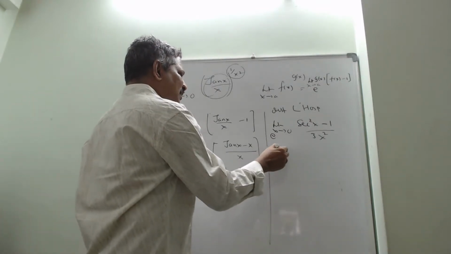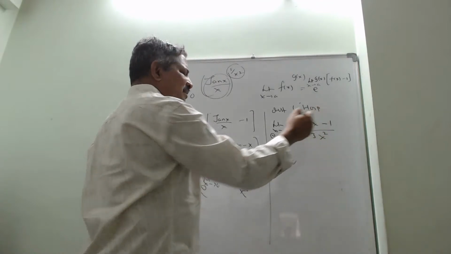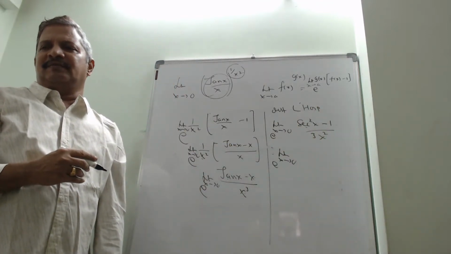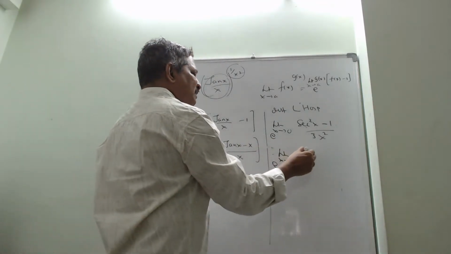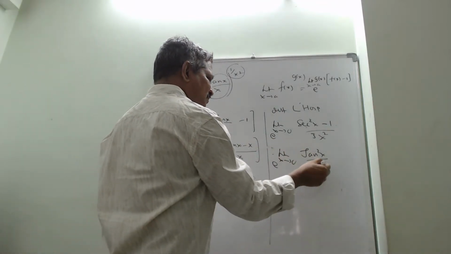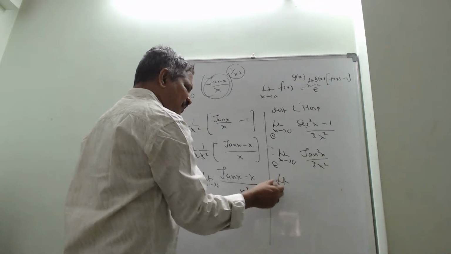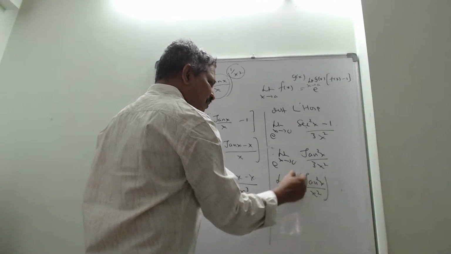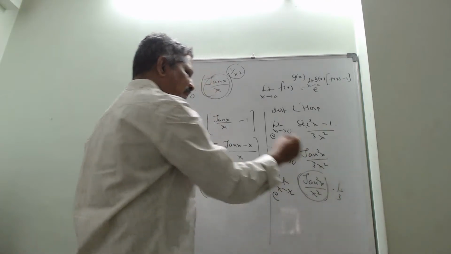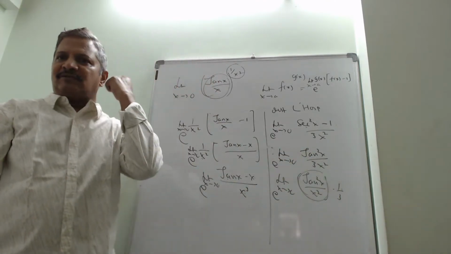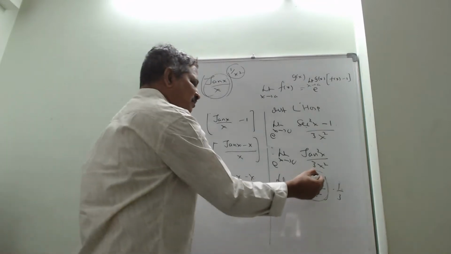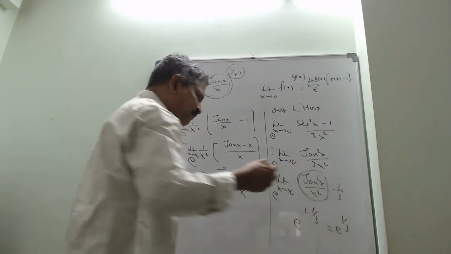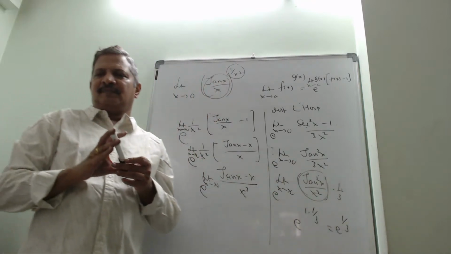Now, e power limit x tends to 0, secant square x minus 1 by 3x square, that is tan square x by 3x square. E power limit x tends to 0, tan square x by x square into 1 by 3. This is the standard result: tan theta by theta when theta tends to 0 is 1. So tan square x by x square is 1, 1 into 1 by 3. E power 1 by 3 is the answer.